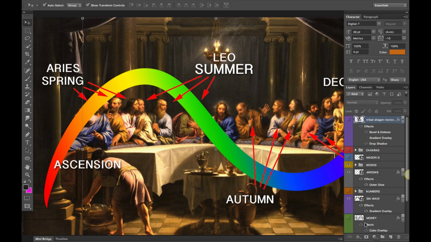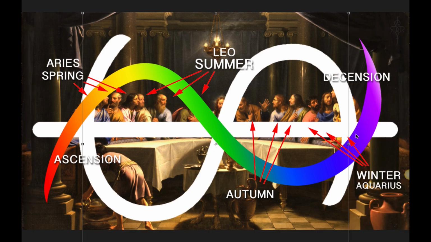And again, that's what the money symbol's all about. There's your figure 8, your infinity sign. It just keeps playing its role, just keeps descending, ascending, descending, ascending. And we're stuck right here in the middle.